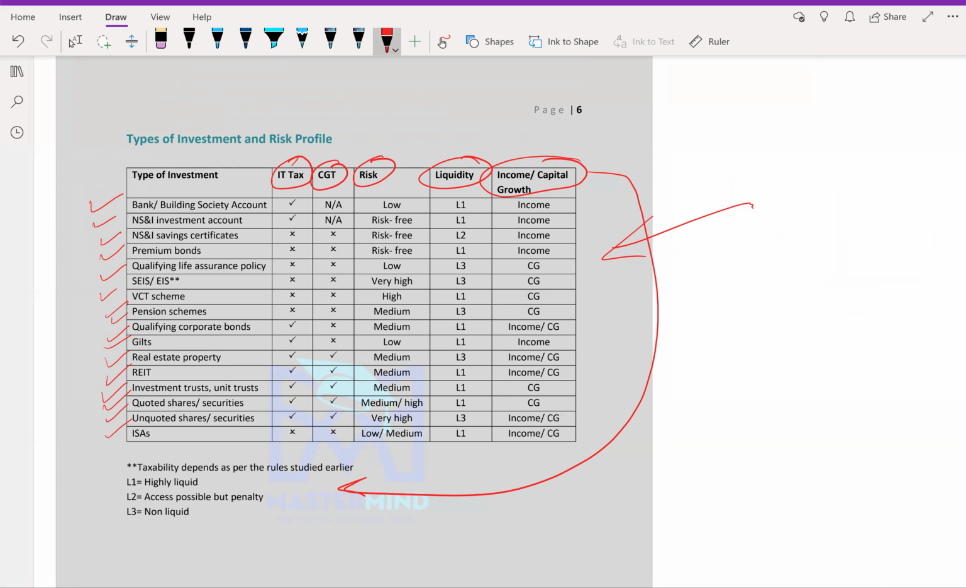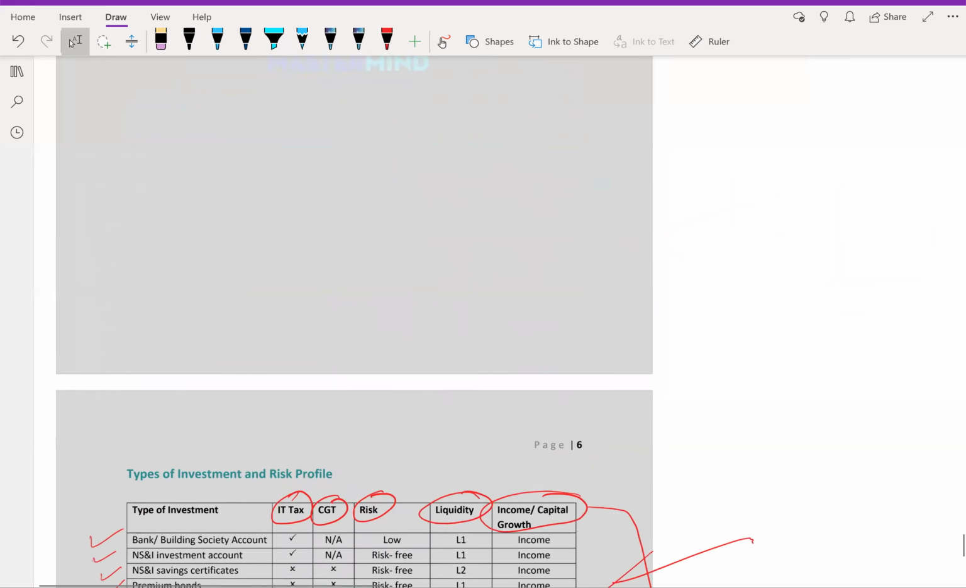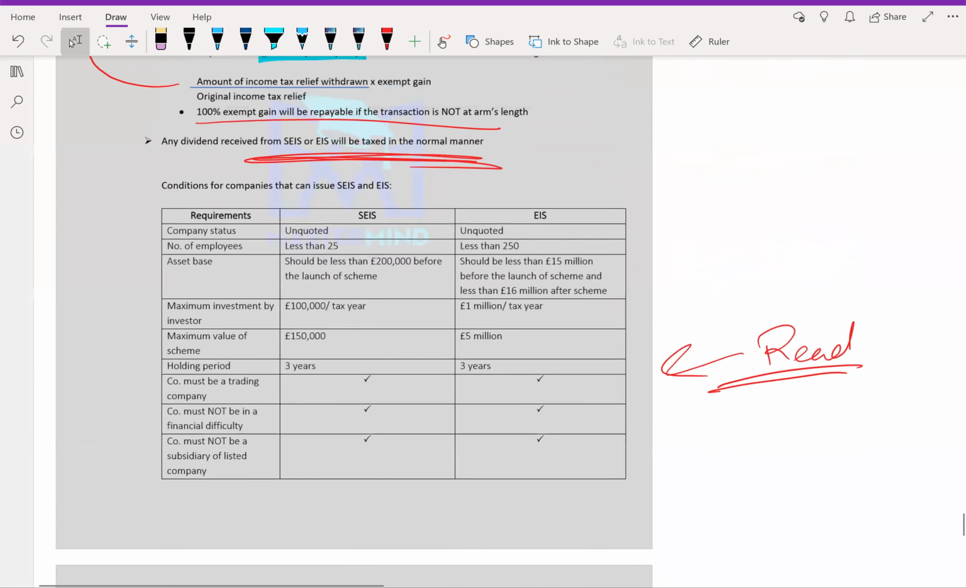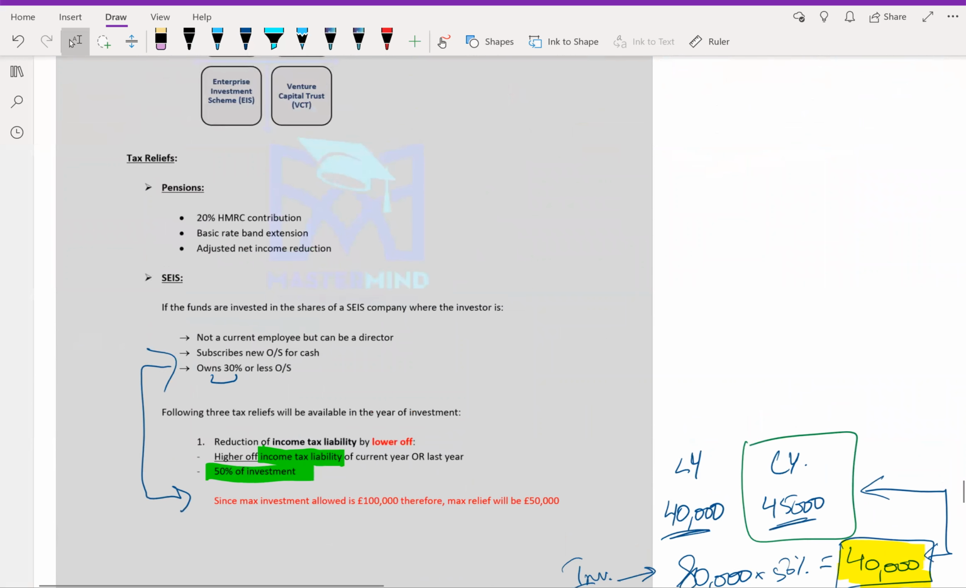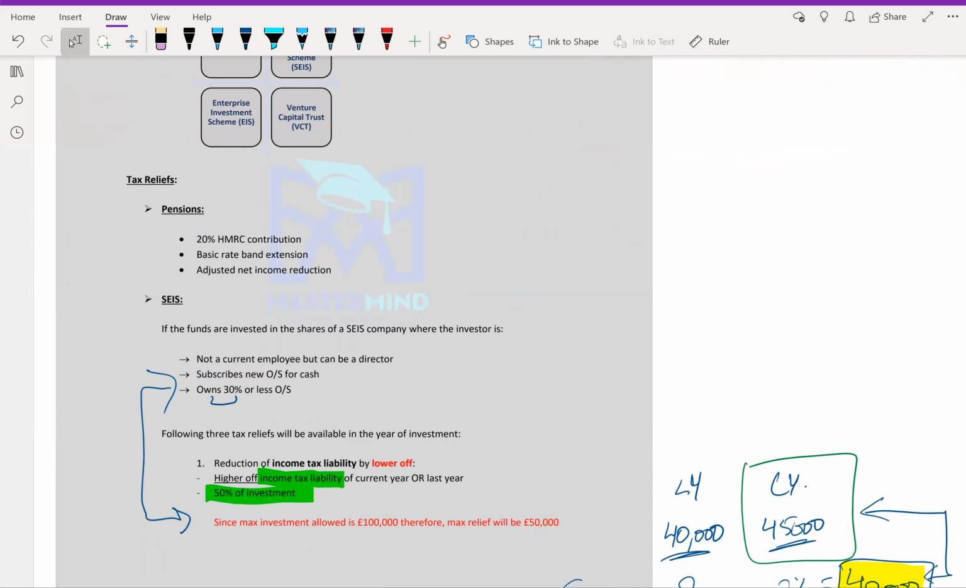All right, that's it. We will do the questions on tax reducers along with some other topics, right? I will start the questions on this after we've done with CGT.